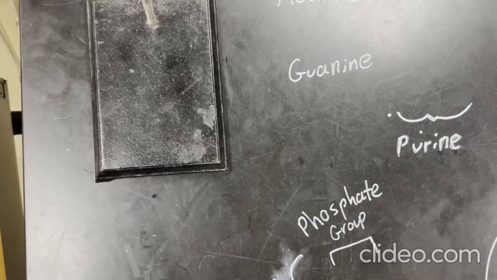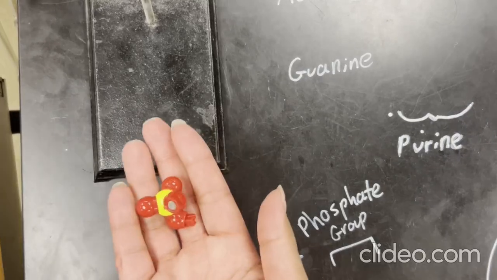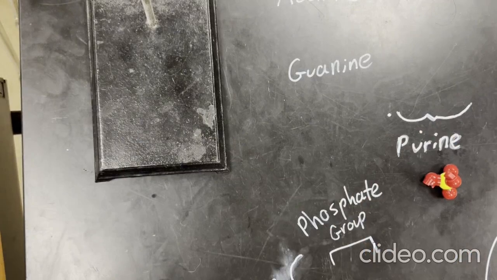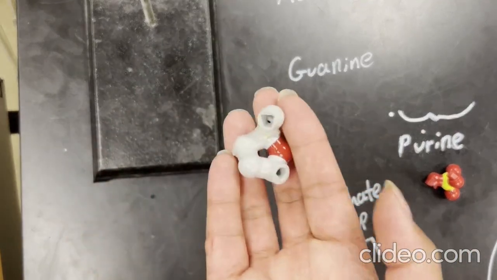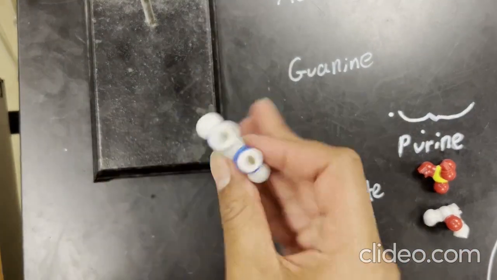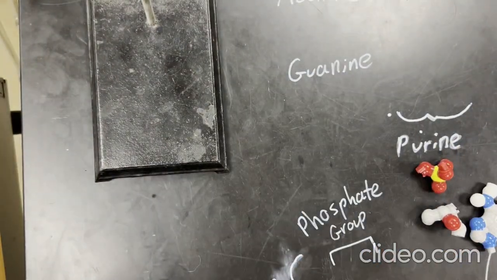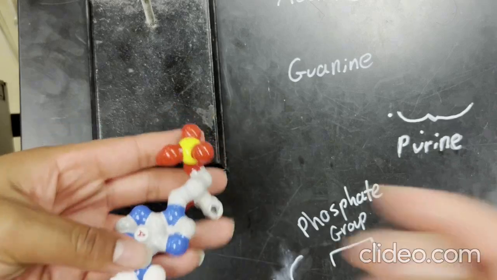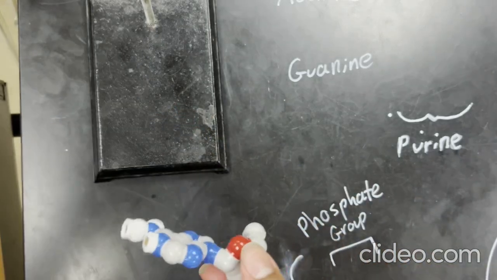So this is a structure of DNA. This is a phosphate. This is a deoxyribose sugar. And then this is a nitrogen base. This is specifically adenine. They come together to form a nucleotide.